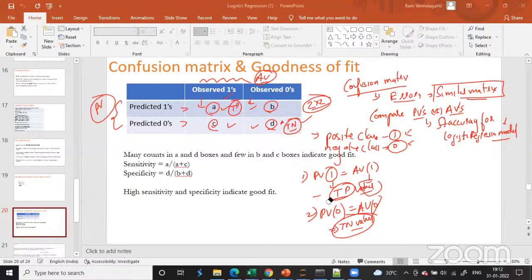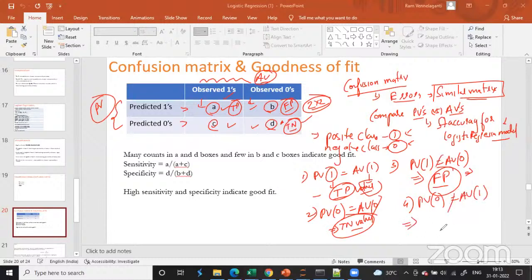Now, there is also a third situation for us. What is the third situation? When your predicted value is 1 and your actual value is 0, what are you going to call it? You are going to call those predictions as false positive values, FP. You are predicting them as positive, but it is false. It is actually 0 for us. What is the fourth situation? Your predicted value is 0, but your actual value is 1. What can you call those predictions as? False negative, FN. That means your prediction is negative, but it is false. Actual value is positive.